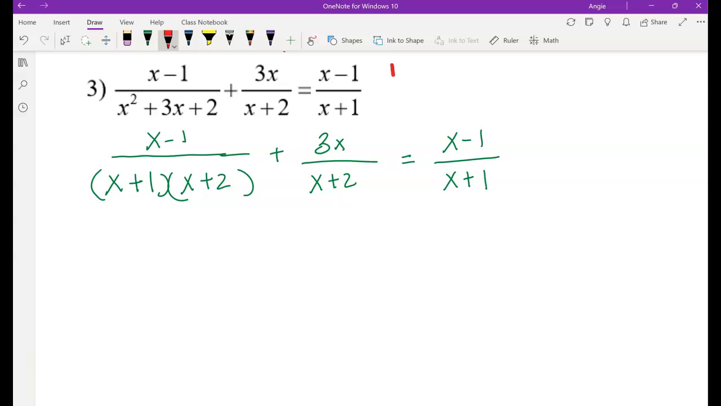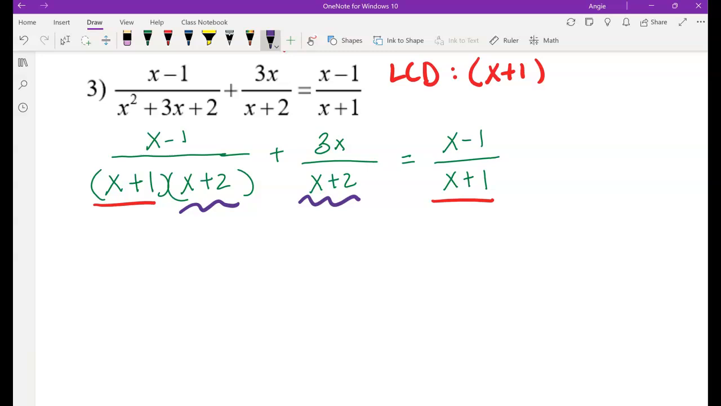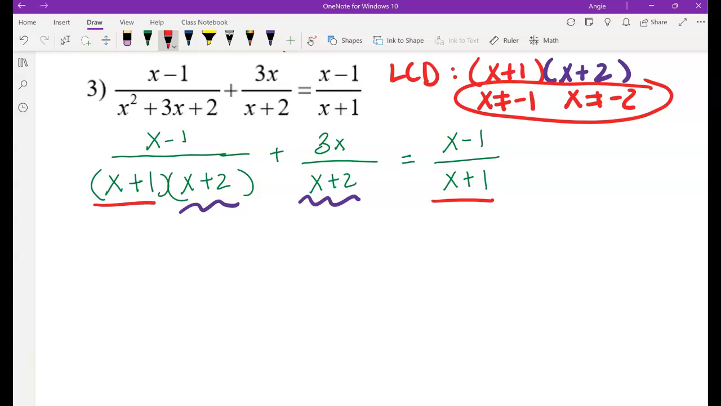Then we need to find the lowest common denominator and find restrictions. X plus 1, I got one of those from the first term and one of those from the last term, so we are only going to take one. Then the next one is x plus 2. I got one of those from the first term and one of those from the second term, so we are going to take that as well as part of our LCD. Let's find the restrictions. We say that x cannot be -1 and x cannot be -2. So currently we have two restrictions that we have to watch out for.